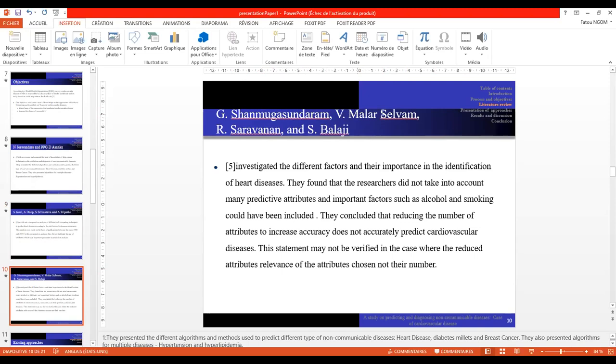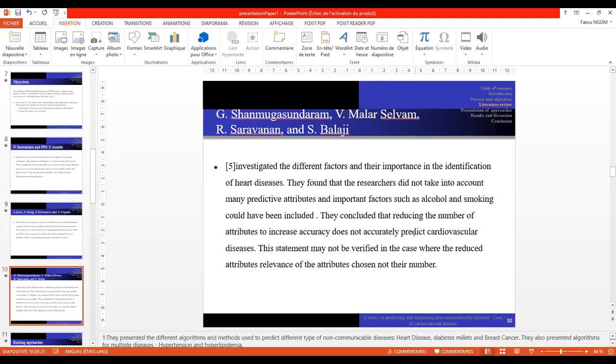Shanmugasundaram and Malasevan investigated the different factors and their importance in the identification of heart disease. They found that the researchers did not take into account many predictive attributes and important factors, such as alcohol and smoking, could have been included. They conclude that reducing the number of attributes to increase accuracy does not accurately predict cardiovascular disease.